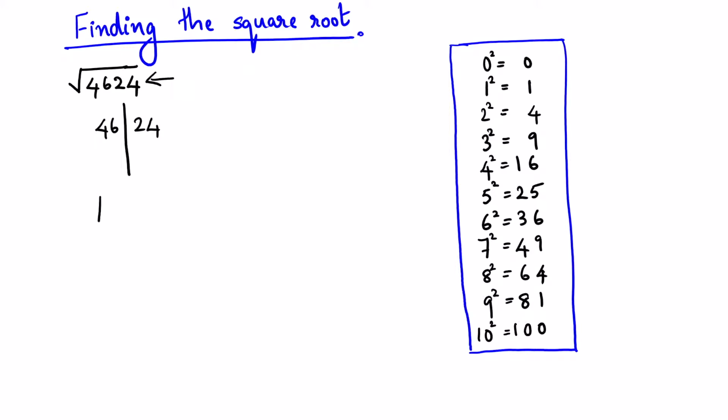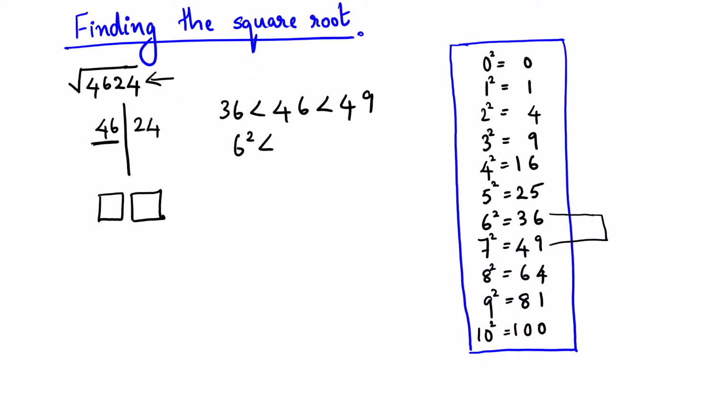Now you will have the tens digit as well as the ones digit. For finding the tens digit, you have to consider the number 46. So let's see, 46 is in between 36 and 49, right? So 36 is less than 46, which is less than 49. That is, it is in between 6 squared and 7 squared, right? So the lowest digit here is 6. So the tens digit is 6. So you obtained the tens digit.